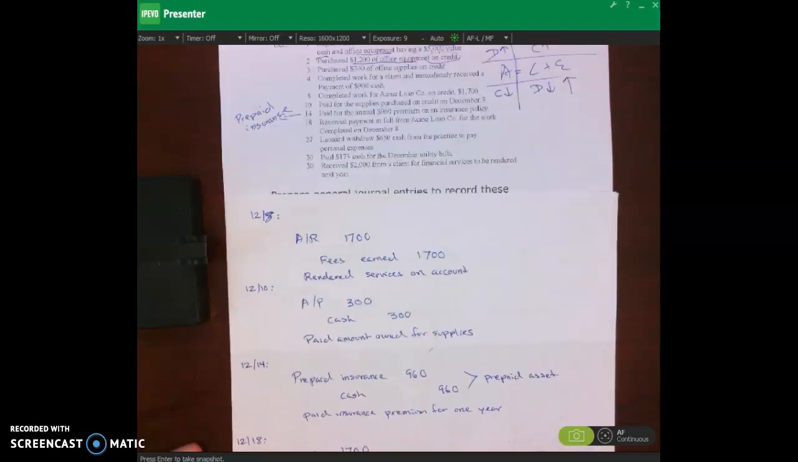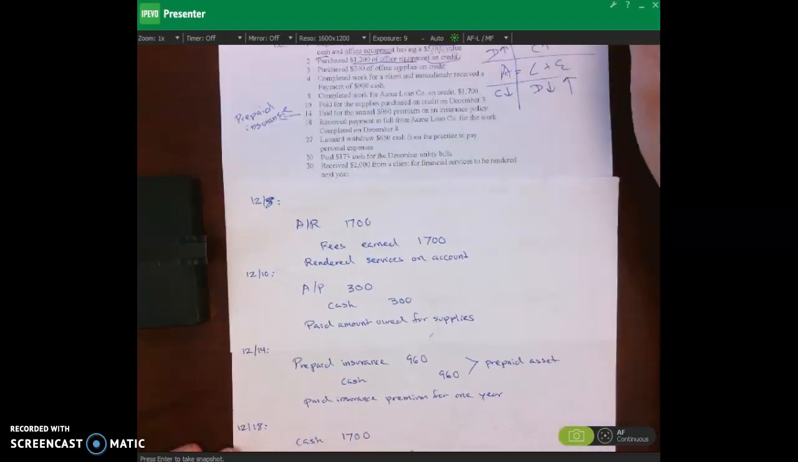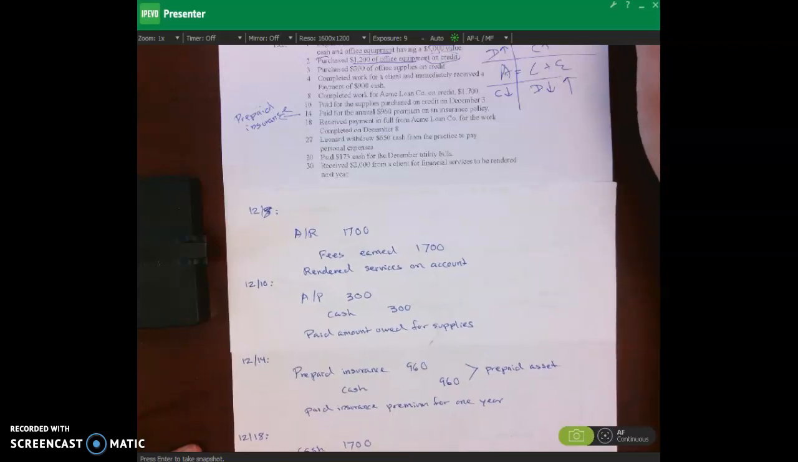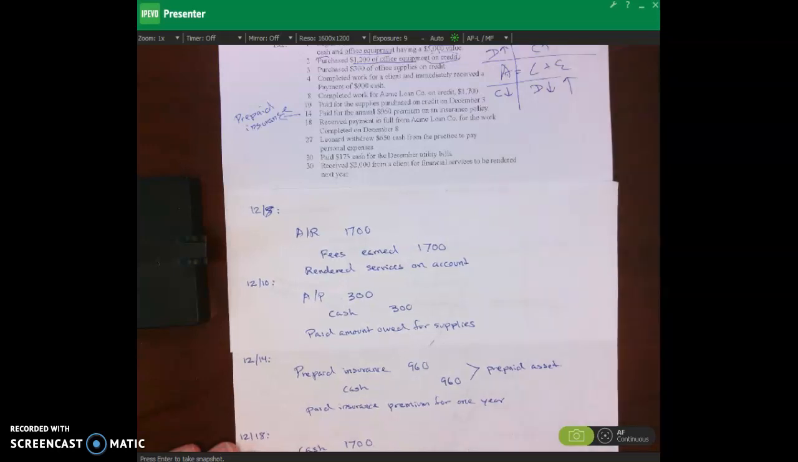And then on the last one, received $2,000 from a client for financial services to be rendered next year. Now this one's a tricky one. Congratulations if you got it right. We've talked about this some, but we haven't done the journal entry for it yet. But it would be interesting to see if you are able to think through this one.